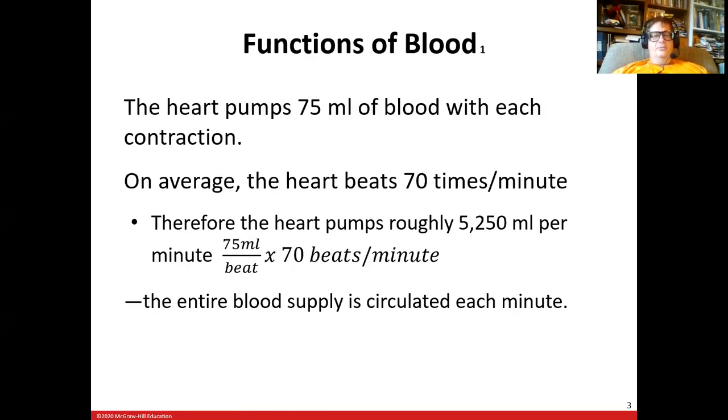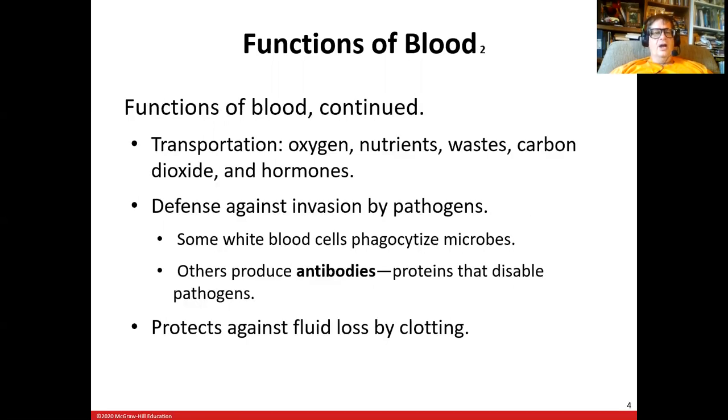So the heart pumps about 75 milliliters of blood with each contraction. On average, if your pulse is where it should be, it's 70 times a minute. So your entire supply of blood is circulated through the whole body every minute. That's pretty good perfusion. Or I should say, pretty good circulation. It's a good rate of exchange. Everything goes through the body. It means everything goes through the lungs. It's nice.